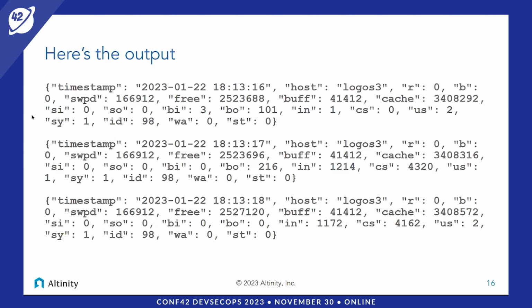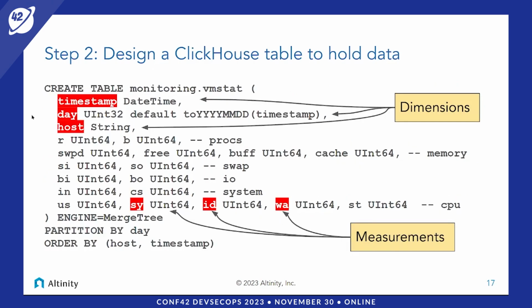So the next thing we need to do is design a ClickHouse table to hold the data. ClickHouse, unlike a database like Prometheus, for example, does require data to be in a tabular format, but ClickHouse is very, very tolerant of what it considers to be a table.